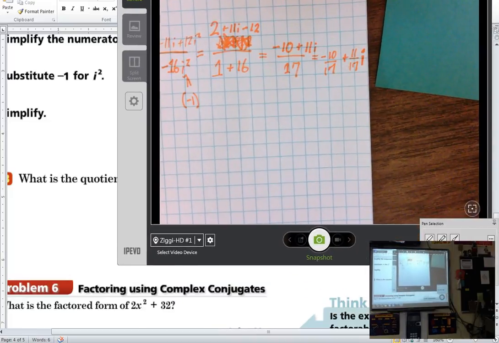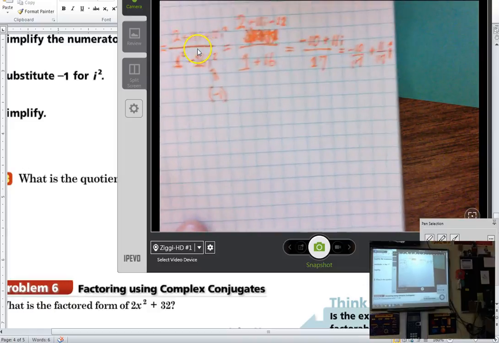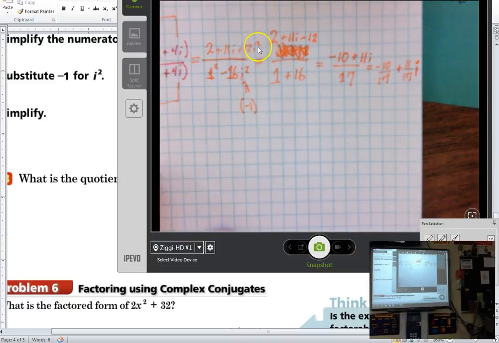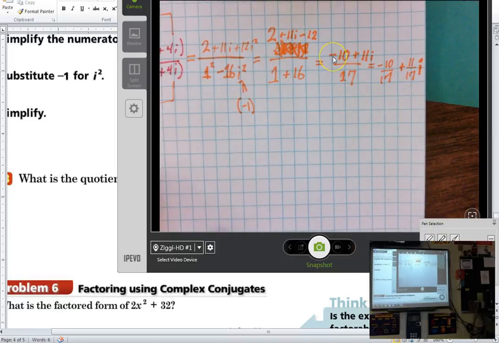How did you simplify the top value? Here. So 12 times i squared, we know i squared is -1, so that becomes -12. 2 minus 12 makes my -10. Oh, okay.